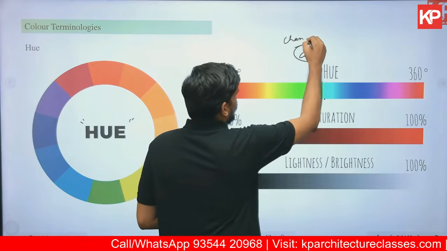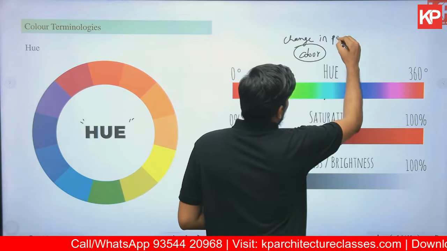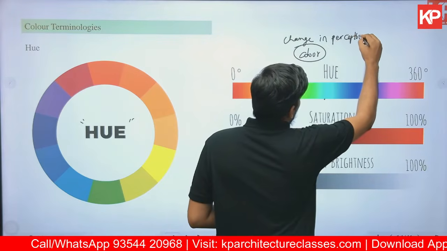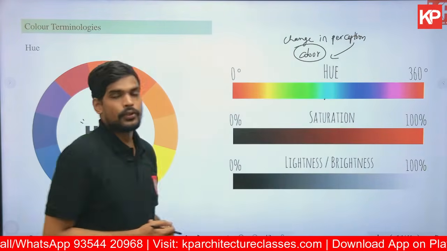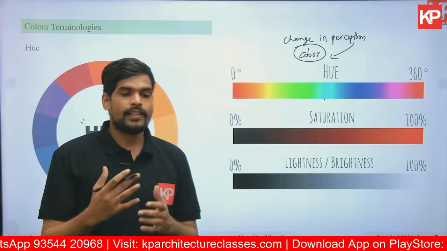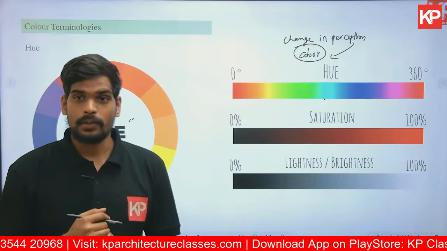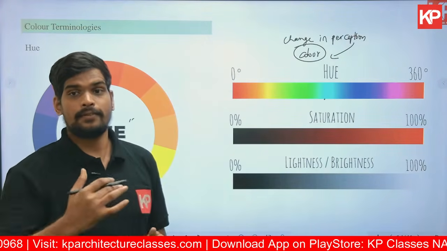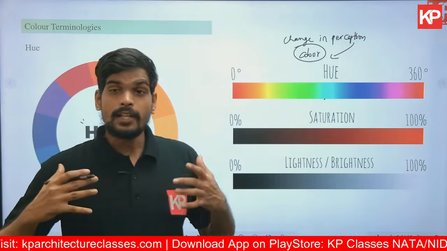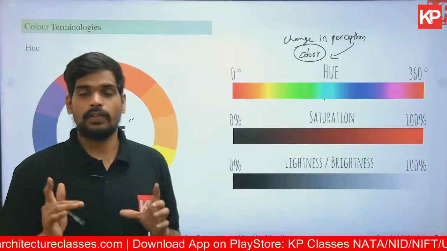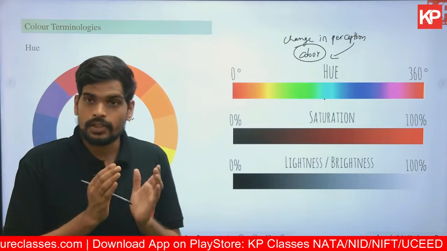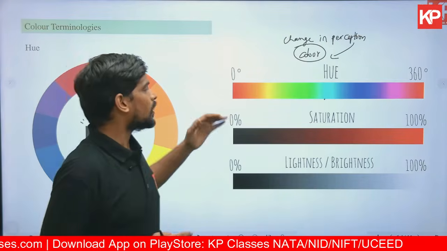Change in perception of a color is called hue. So red is a different hue, purple is a different hue, green is a different hue. So change in perception of a color is hue. That is the first important point. To define any color, you first need to know what hue it is, right? So that is point number one.